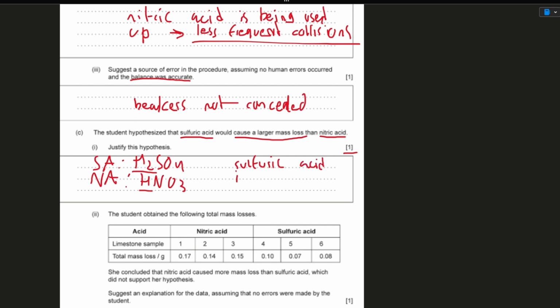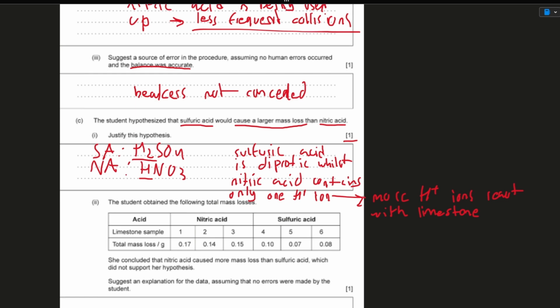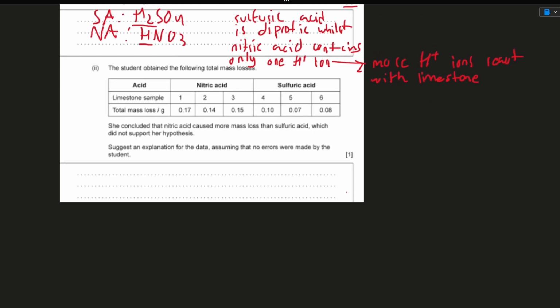So since it's 1 point only, we can say sulfuric acid is diprotic, whilst nitric acid contains only 1 H plus ion, which means more H plus ions react with the limestone, which causes a larger mass being lost compared to the nitric acid, right? So yeah, that's it.